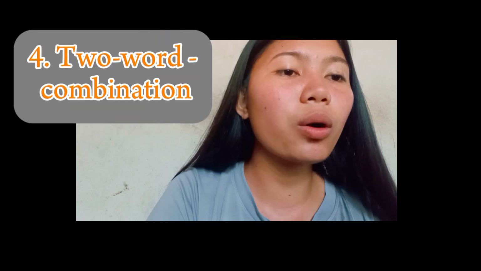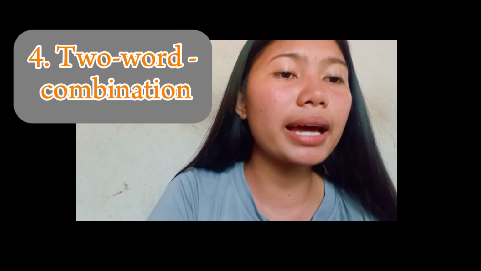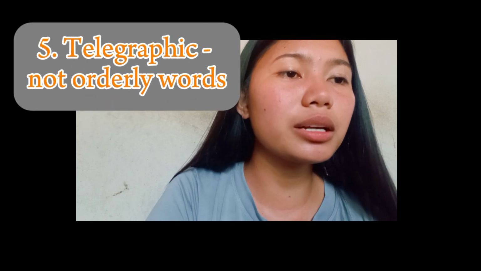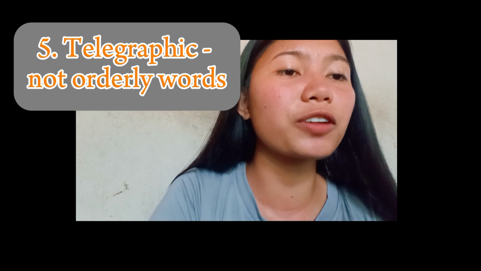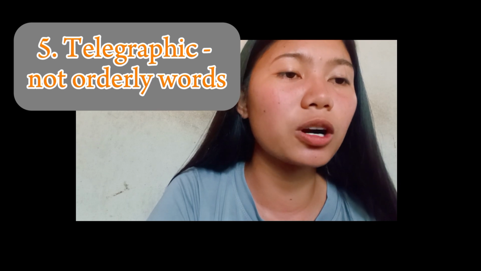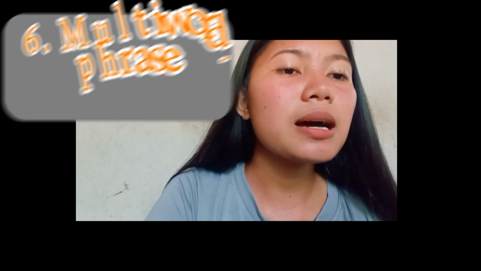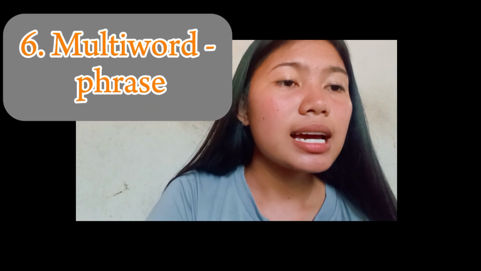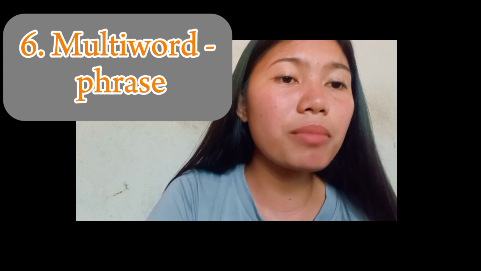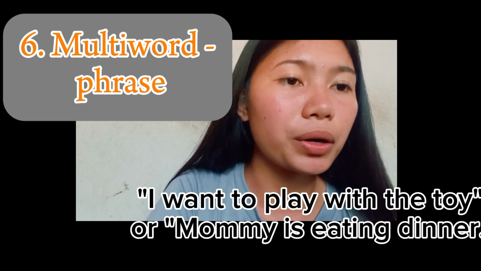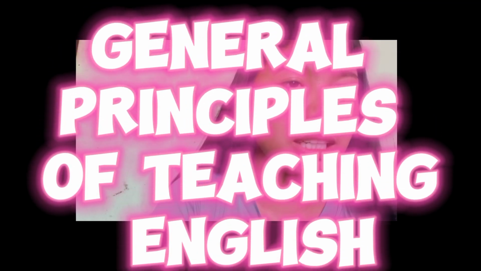Fourth, two-word or combination. A child combines 2 words such as more juice or big truck. Fifth, telegraphic or not orderly words. A child uses short phrases that resemble a telegram such as one cookie or go park. Sixth, multi-word phrases. A child starts forming more complex sentences like I want to play with the toy or mommy is eating dinner. General principles of teaching English.